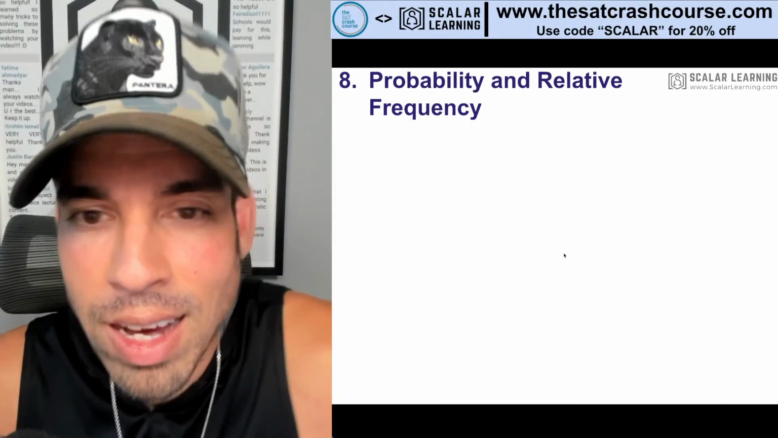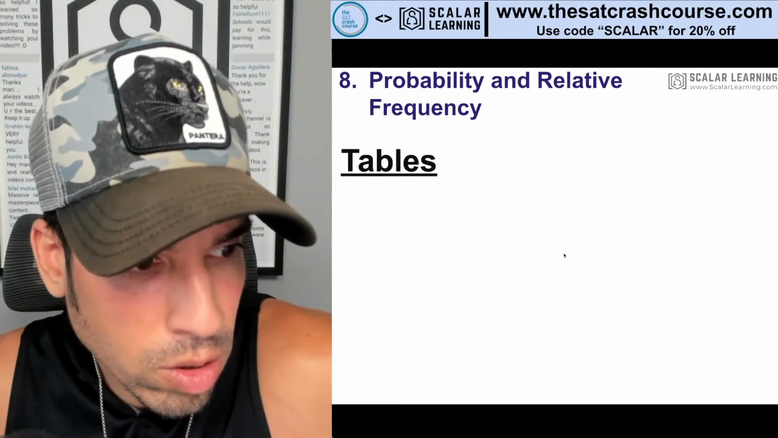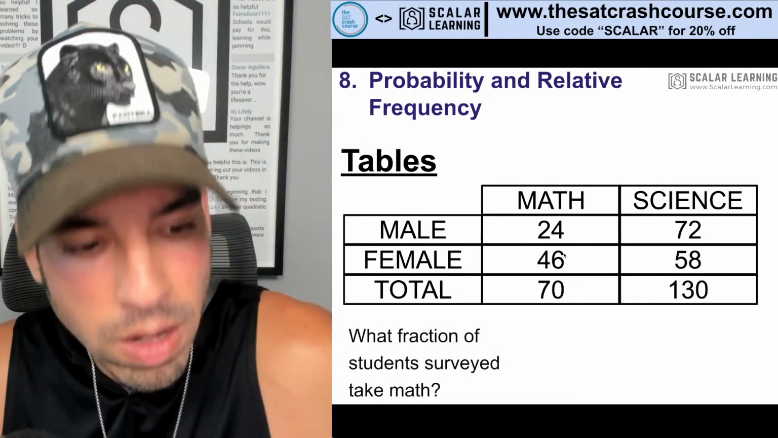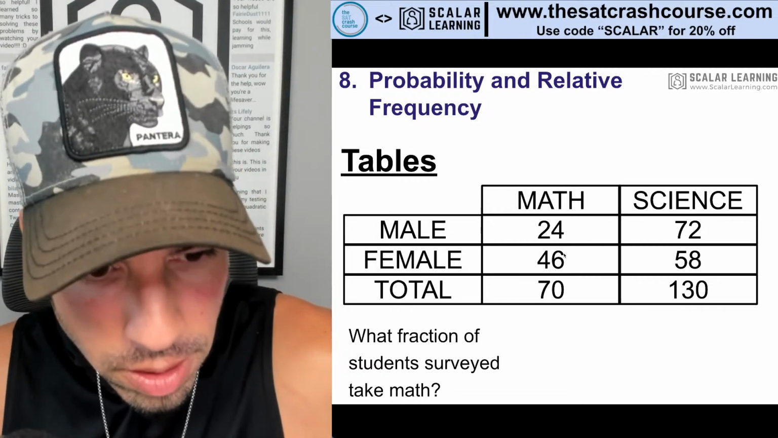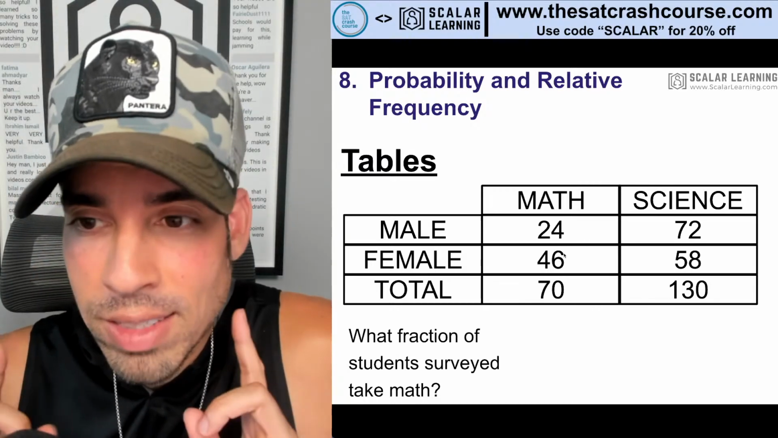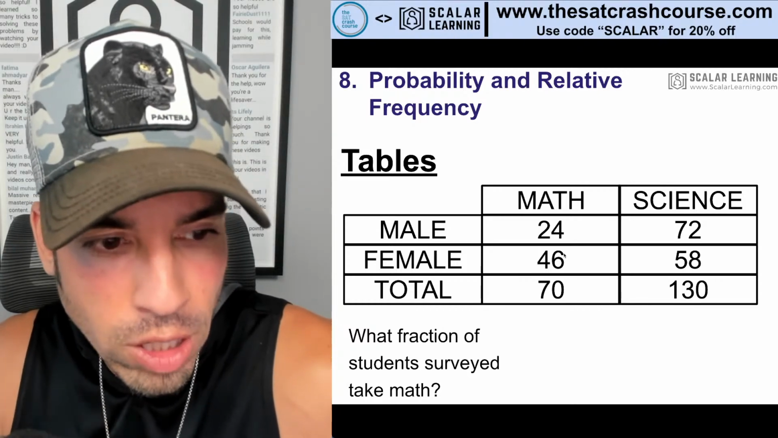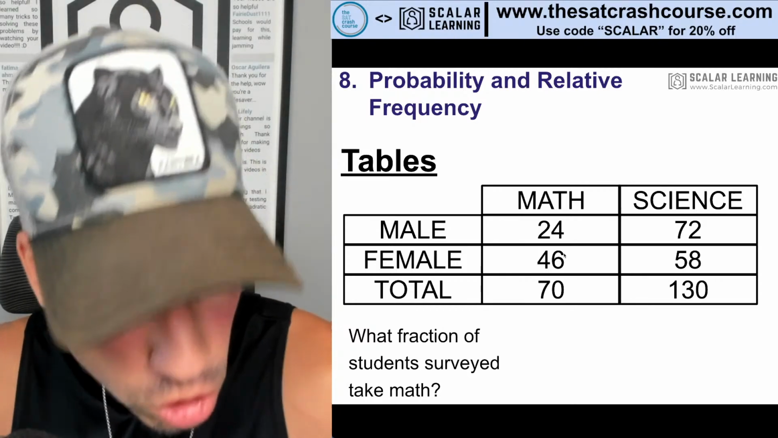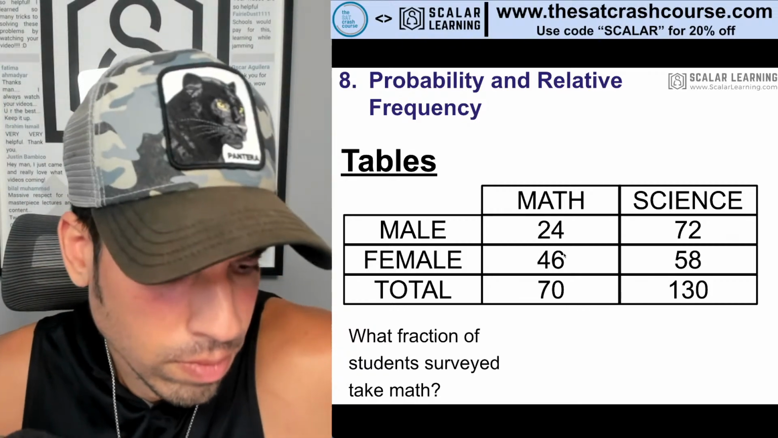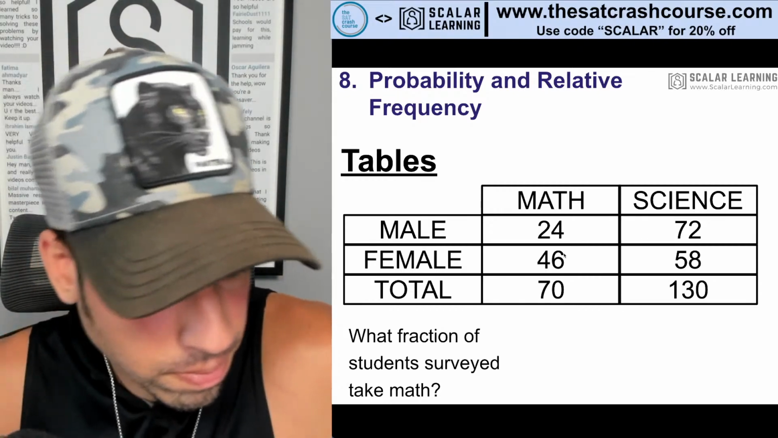Okay, topic number 8 out of 10. Probability and relative frequency. Okay, so let's talk about this in terms of some tables. So when we're talking about probability, let's take an example here. We say, what fraction of students surveyed take math? Okay, so this is kind of our most basic level. I want you guys to take 30 seconds, see if you can give me the fraction. Don't even have to simplify it. What fraction of students surveyed, all the students surveyed, take math? You can simplify it if you want. You don't have to. Write it in the chat. Take it away.